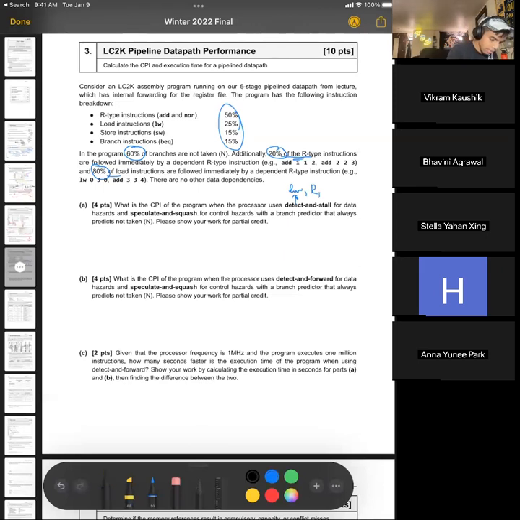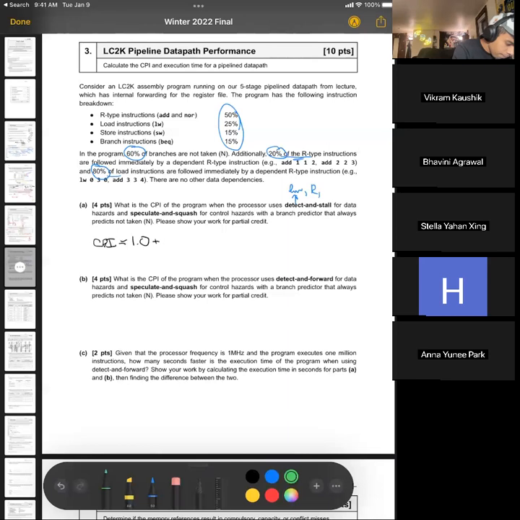When we're calculating CPI, the way I go about it is, for pipelined data paths, I initially assume that the CPI is 1 because each instruction is going to take at least 1 cycle to execute. From there, we can consider how many of our instructions have hazards. So let's first consider data hazards. We'll do that in green.